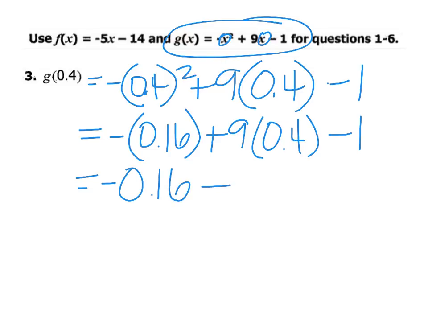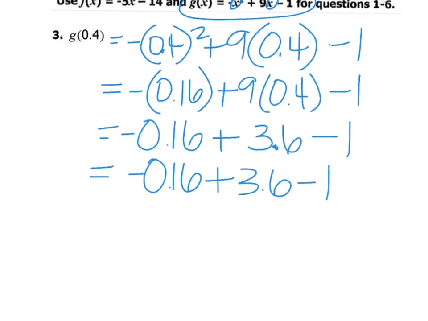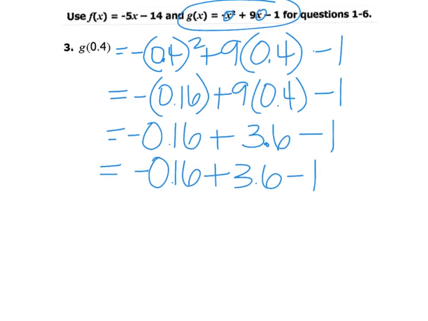All right, plus 9 times 0.4 is going to give us 3.6 minus 1. So this whole thing equals negative 0.16 plus 3.6 minus 1. I don't know why I just rewrote that, but I wanted you to see it a little bit more clearly. Now we're going to do order of operations. Order of operations tells us we've got addition and subtraction, going from left to right.